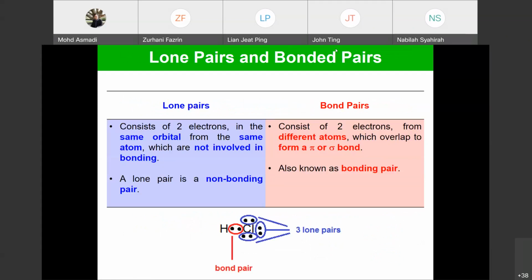Okay, so what's the difference between lone pair and bond pair? A lone pair consists of two electrons in the same orbital from the same atom, which are not involved in bonding. So this is what we call a lone pair. If it overlaps between the valence orbitals during covalent bonding, we call it a bond pair, because it forms a pi bond or sigma bond. Sigma is more to single, pi is a double bond. Also called non-bonding pair and bonding pair. So that is the difference between lone pair and bond pair.